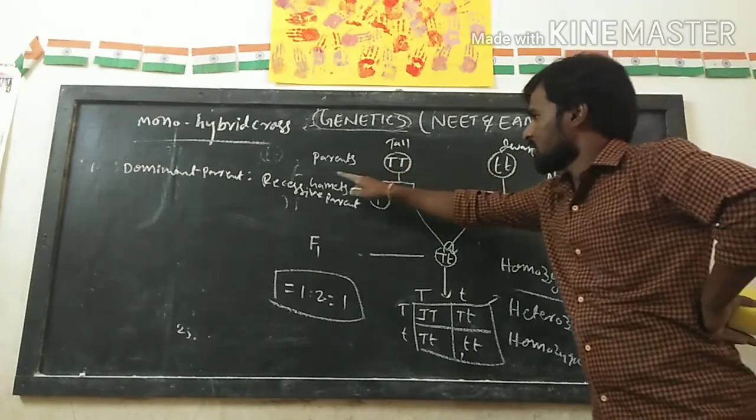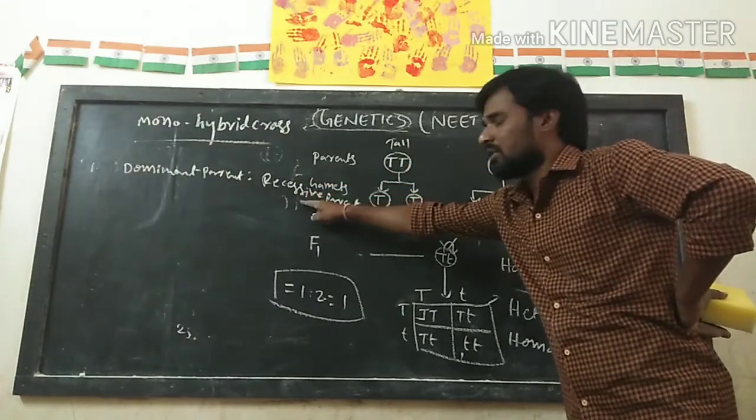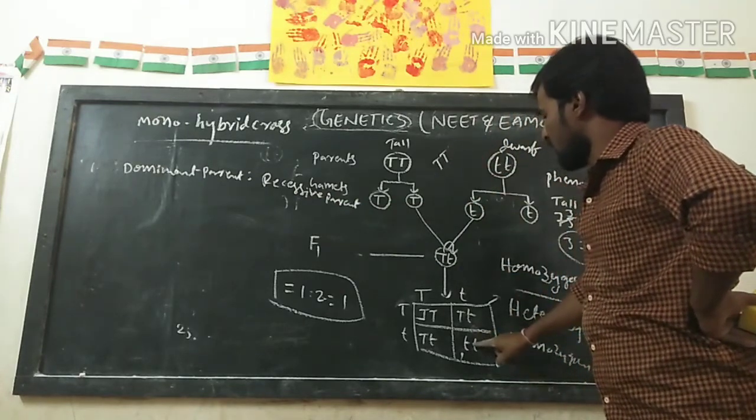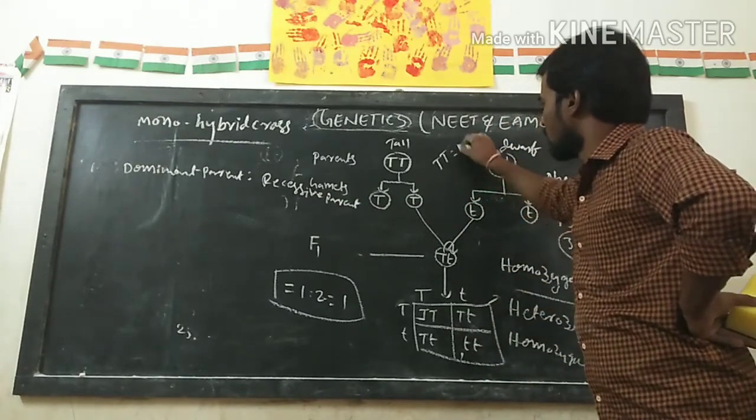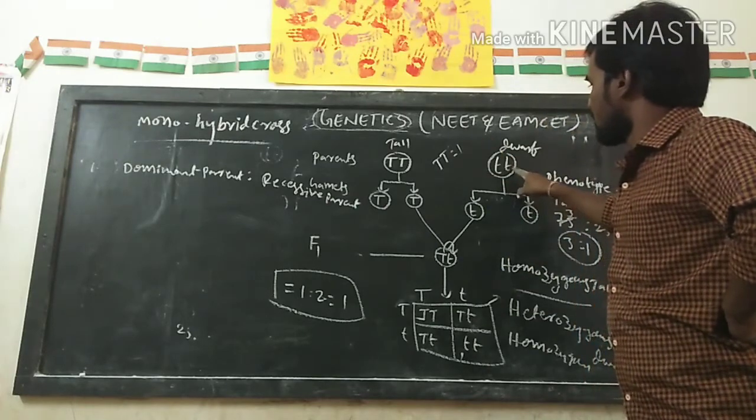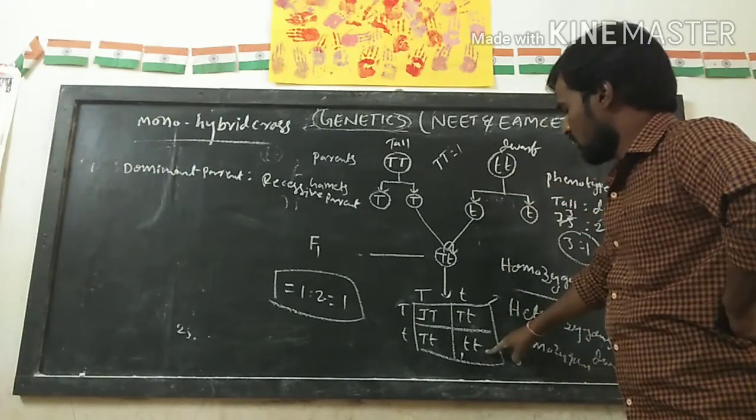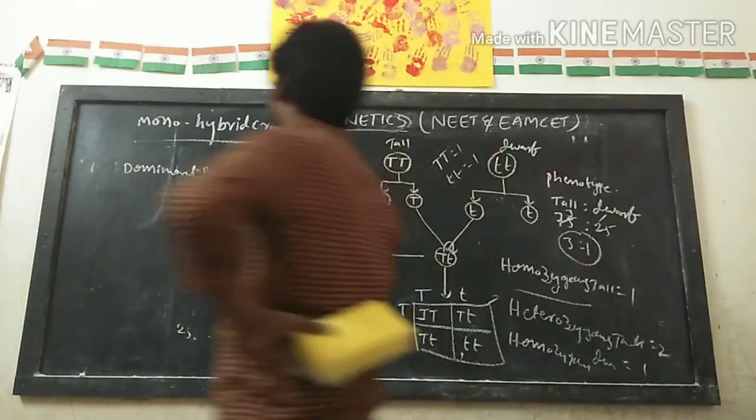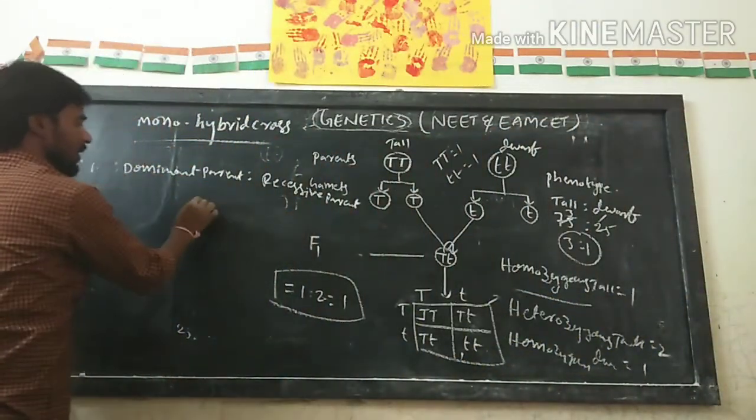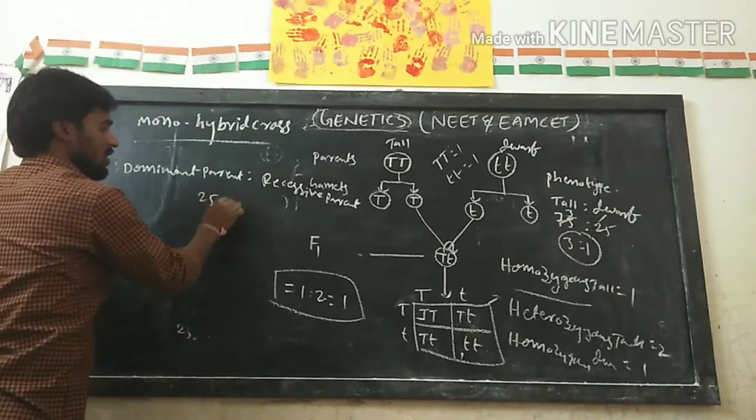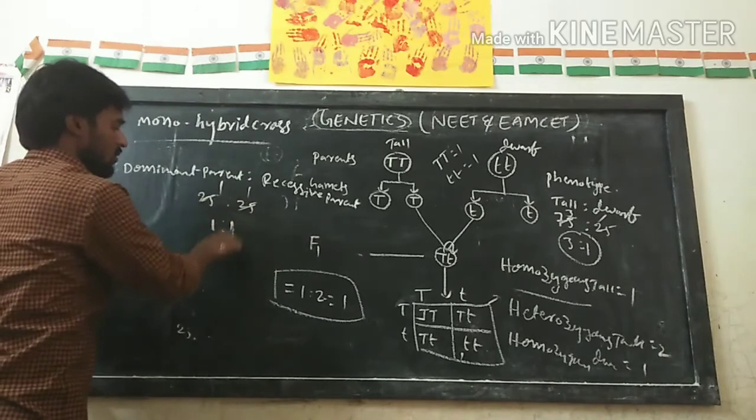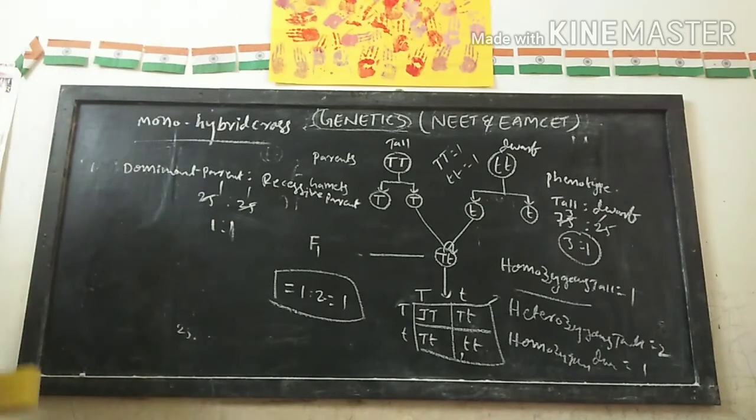So what are they asking there? The ratio of the dominant parent to the recessive parent. How many capital T's are there in the Punnett square? 1. How many small t's are there in the Punnett square? 1. So dominant parent to recessive parent is 25% to 25%, which is 1 is to 1. So this is the answer.